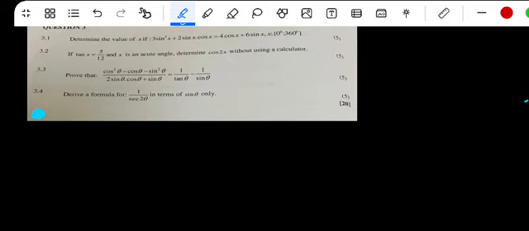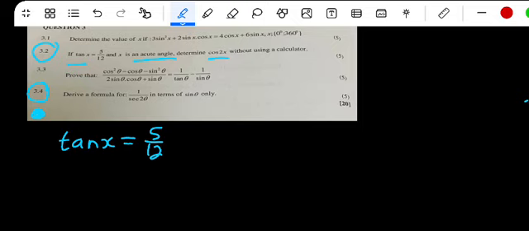Let us do 3.2 and also 3.4. Okay, so 3.2 says if tan x is equal to 5 over 12. They've given us what tan x is: it equals 5 over 12. And x is an acute angle, determine cos 2x.